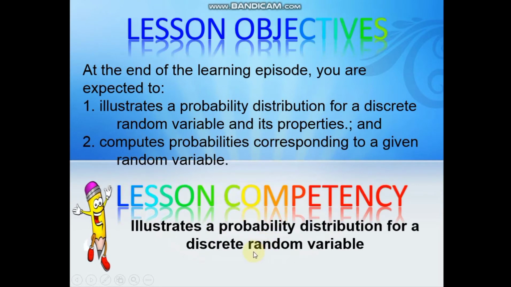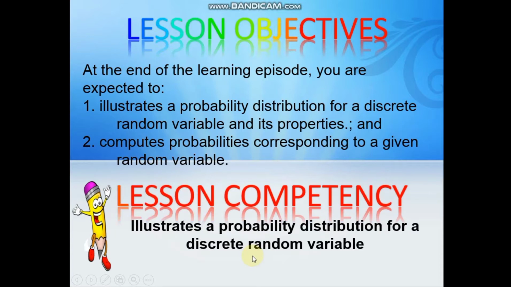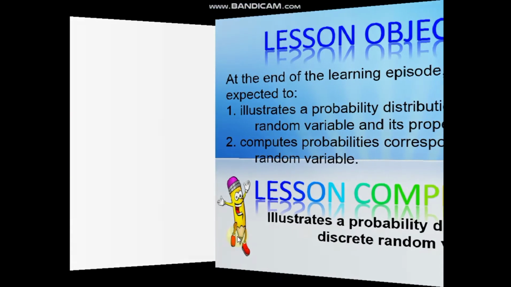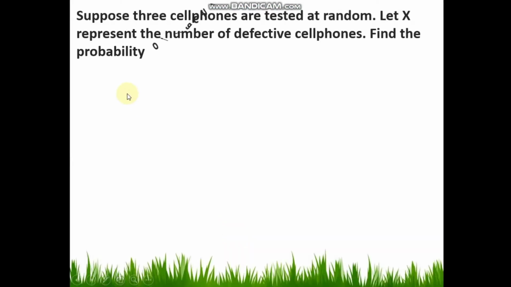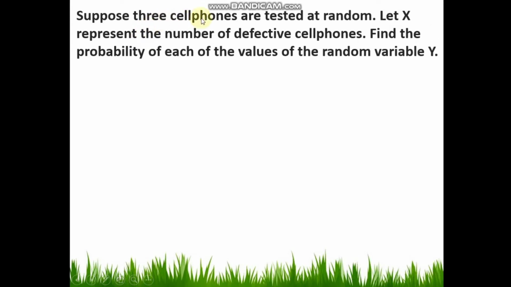To start with, let us first take a look at this problem. Suppose 3 cell phones are tested at random. Let X represent the number of defective cell phones. Find the probability of each of the values of random variable X.